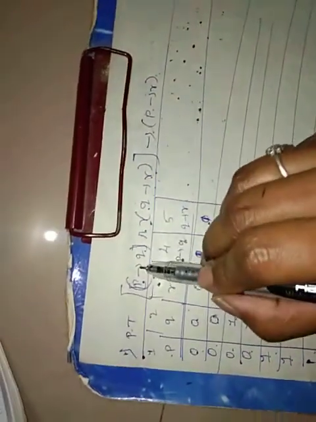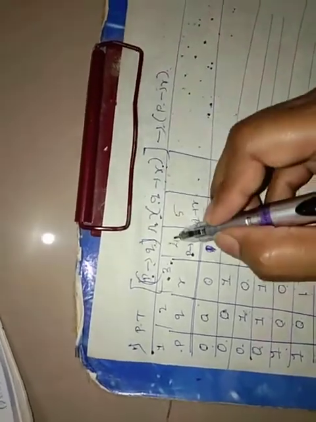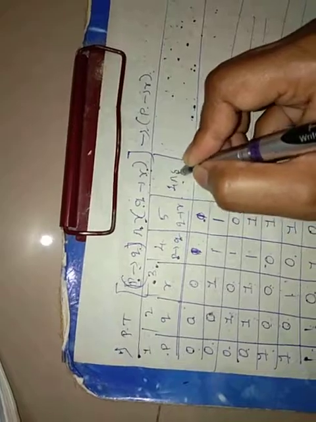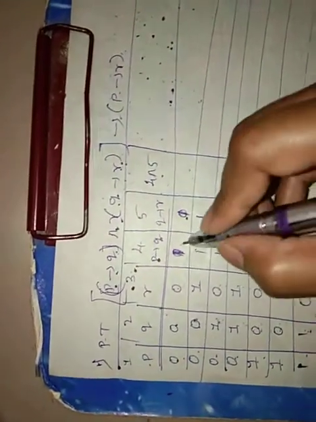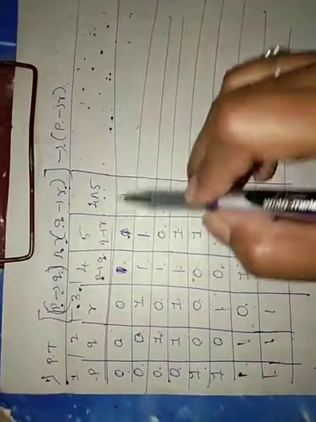Now we have to construct P implies Q and Q implies R, meaning columns 4 and 5. Columns 4 and 5 both should be true, then only it is true, otherwise it is false. So 1 and 1 is 1, 1 and 1 is 1, 1 and 0 is 0, 1 and 1 is 1, 0 and 1 is 0, 0 and 1 is 0, 0 and 0 is 0, 1 and 1 is 1. In AND both should be true, otherwise it is false.